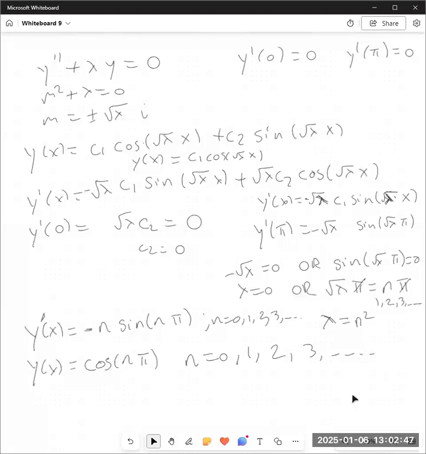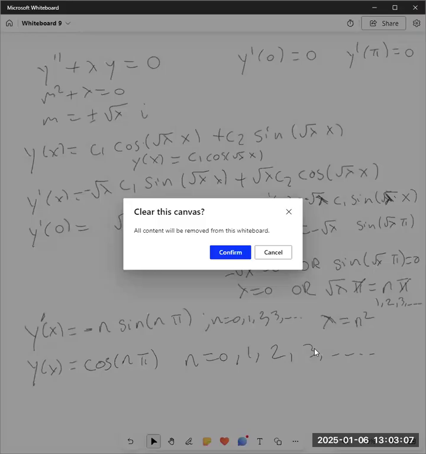Okay. But my eigenvalues are perfect squares. So I didn't say, yeah, I did say that here. Lambda is equal to n squared, including the perfect square of 0. Right?